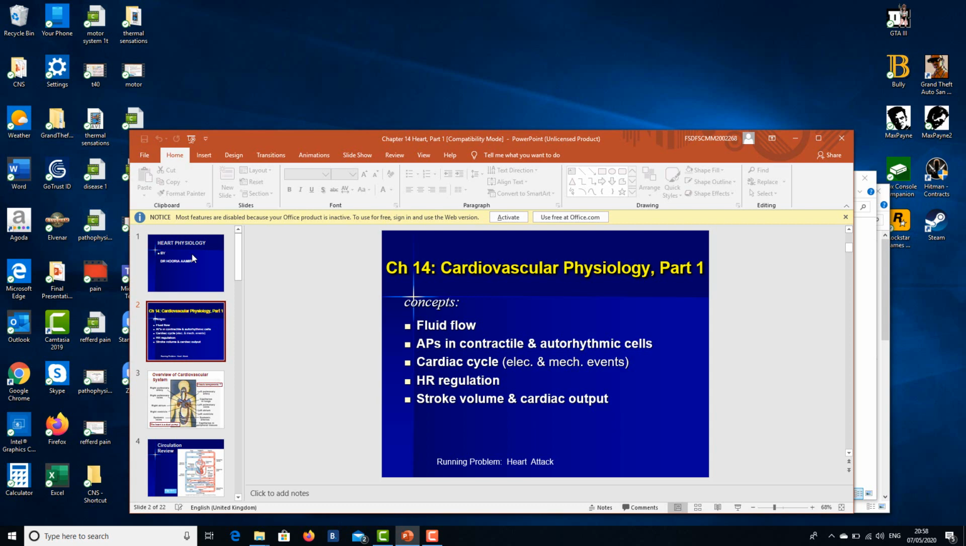Now, the concepts regarding fluid flow and action potentials, as you have done the nerve and muscle topic up till now, so you know what an action potential is. But over here, the action potential is a bit different in comparison to what you have done up till now in smooth muscle and skeletal muscle. And in the case of the heart, the heart and soul, you can say the core of this topic, is the cardiac cycle.